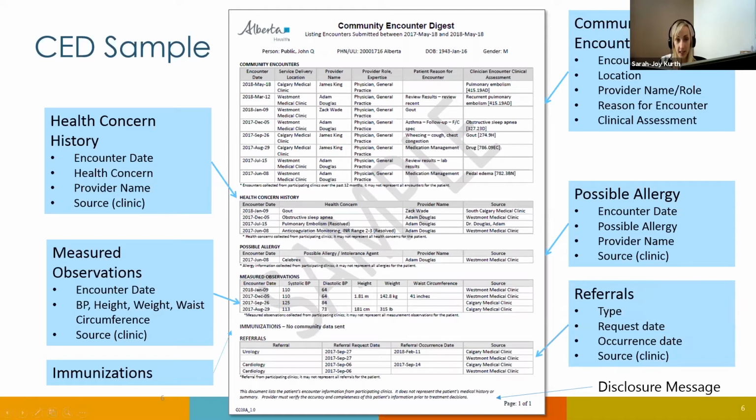The final section is referrals. So this shows if a referral has been initiated by a provider. So the example here shows a urology referral and a cardiology referral that were initiated for the patient. And finally, at the bottom here, there's a disclosure statement that reflects the as-is status of the information collected in NetCare.